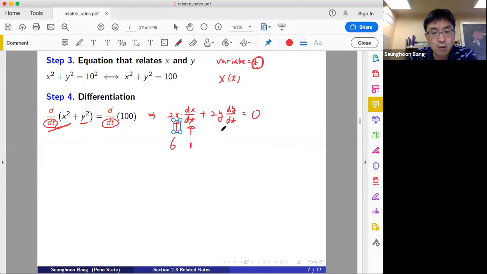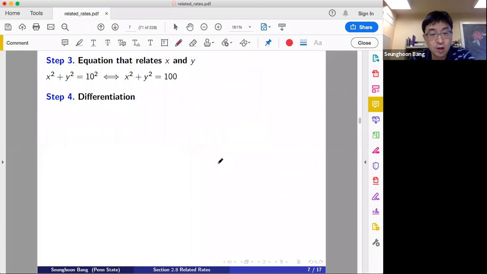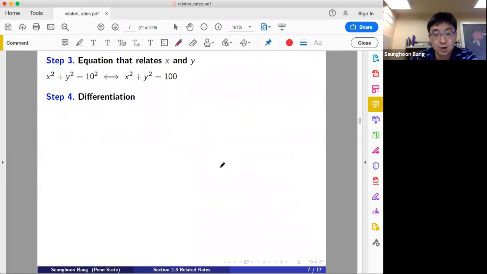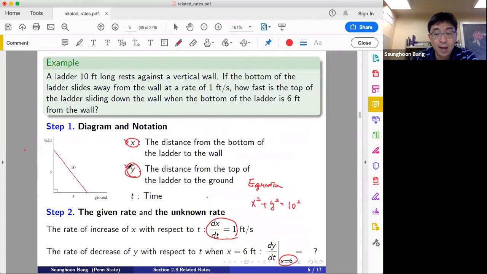But we have one trouble. How can you find y? We can use the given information here. x equals 6. Find the y value by using the Pythagorean theorem. This is the idea here.